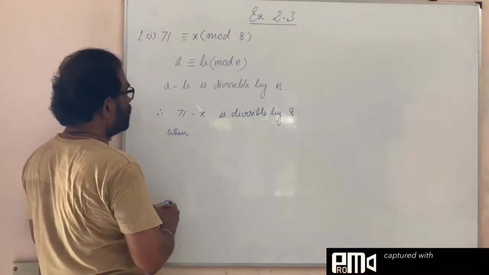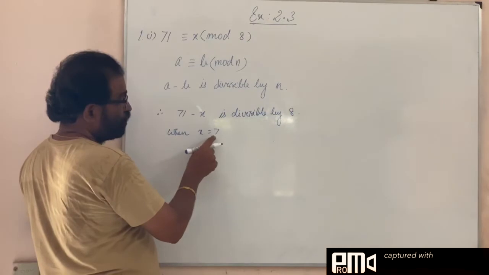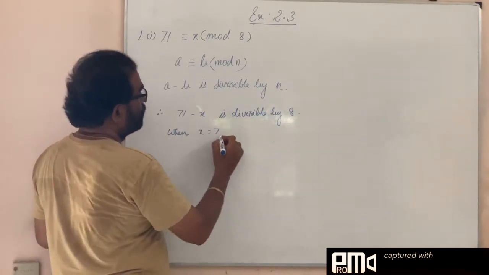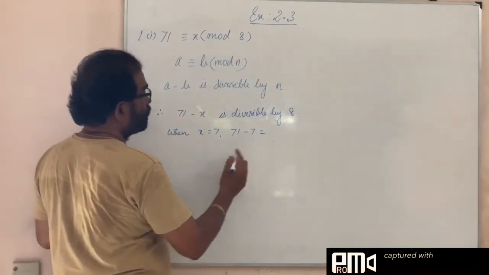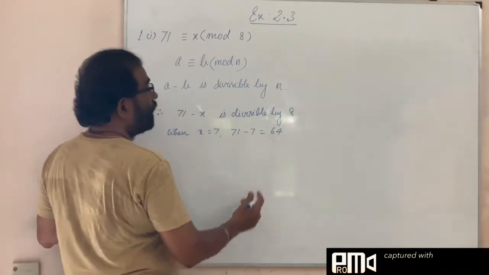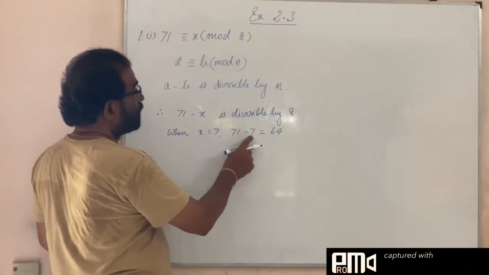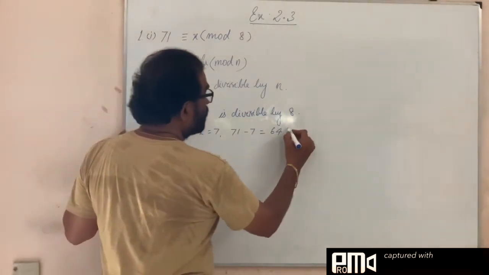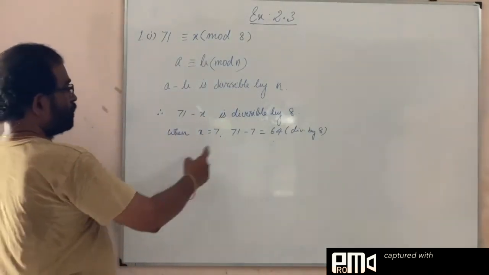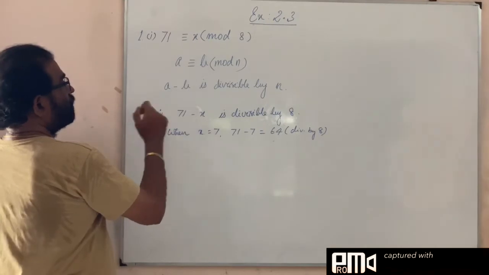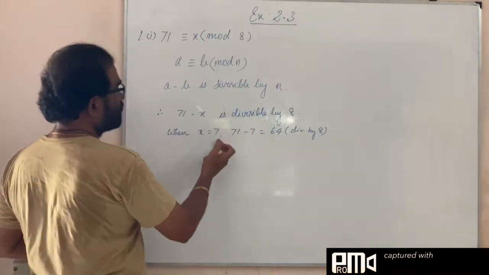After trial, we find that x is equal to 7. This is the least positive value. 71 minus 7 is equal to 64, and 64 is divisible by 8. Before 7 you cannot think of any other value for this x such that 71 minus x is divisible by 8. So the first value is 7.